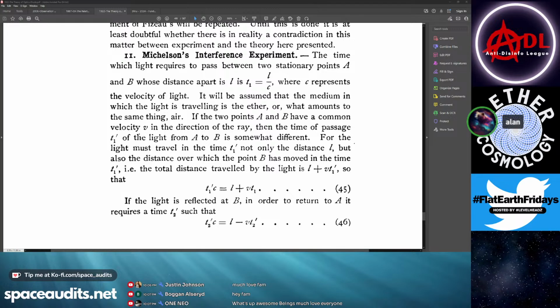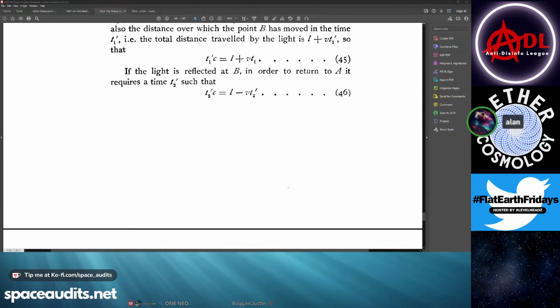if a velocity of nu in the direction of the ray, then the time of passage t prime 1 of the light from A to B is somewhat different, where the light must travel in the time t prime 1 not only the distance of L, but also the distance over which point B has moved in the time t prime 1, i.e. the total distance traveled by the light is L plus nu t prime 1, and then he gives equation 45. If the light is reflected at B in order to return to A, it requires a time of t prime. Then he gives the equation for that.